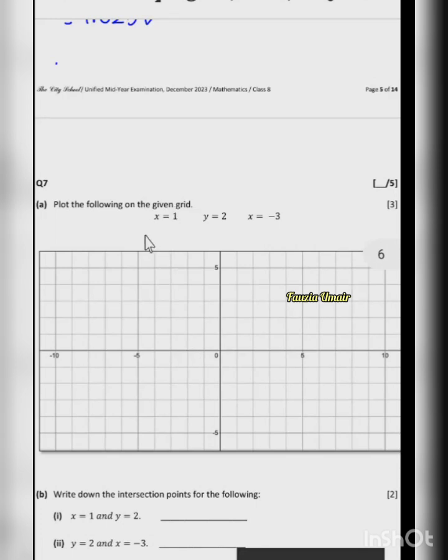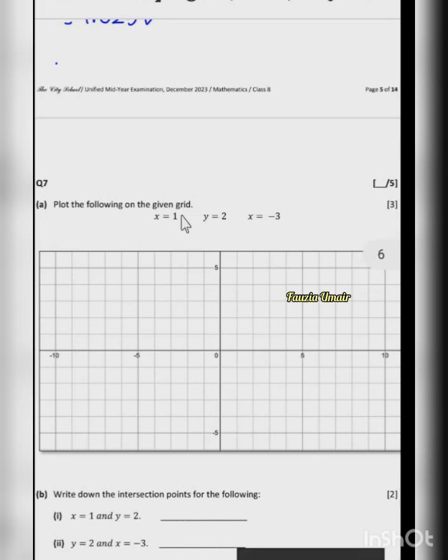But for plotting a point, we also need y. That's right. So then what is it? What do you think, Hanan? Hussein, what do you think x is equal to 1 is? Any ideas? Ma'am, it's like a line because we haven't decided where the other point will stop.